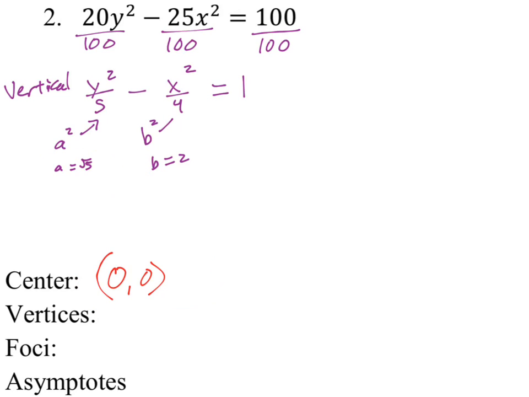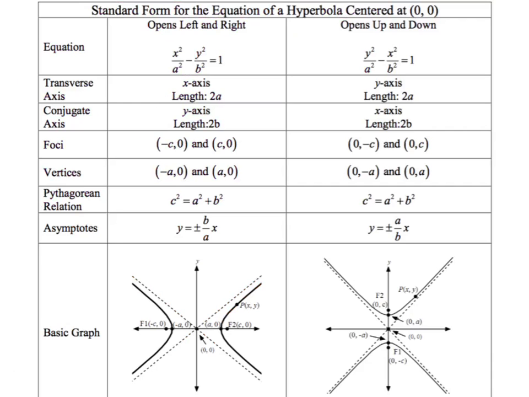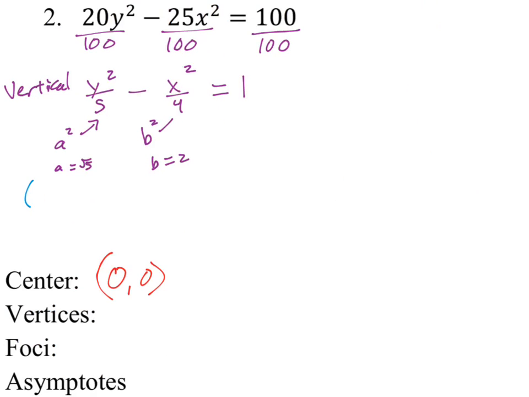To do that, let's do the decimal approximation, though you could write it as square root of 5. Oh, sorry, I need to get this right. It's a vertical hyperbola, and so our vertices are at 0, negative a, and 0, positive a. So you can put 0, root 5, and then 0, negative root 5. But let's get the decimal approximation so you can see that as well. Just go ahead and put in square root of 5 and see what you get.